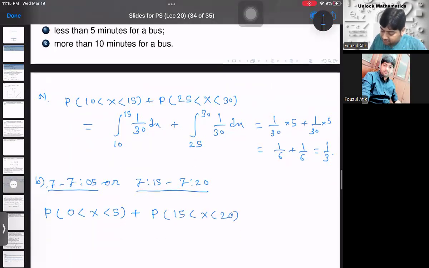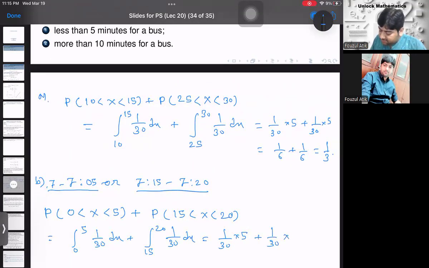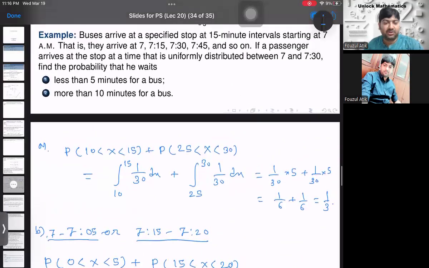Now again, if you do the calculation, it is therefore the integral from 0 to 5 of 1 by 30 dx plus the integral from 15 to 20 of 1 by 30 dx. 1 by 30 is outside, into 5 minus 0, plus again 1 by 30 of 20 minus 15, which is 5 again. So 1 by 6 plus 1 by 6, and this value is again 1 by 3. Right? So this is a very, very interesting example. I hope you understand and you enjoy it.